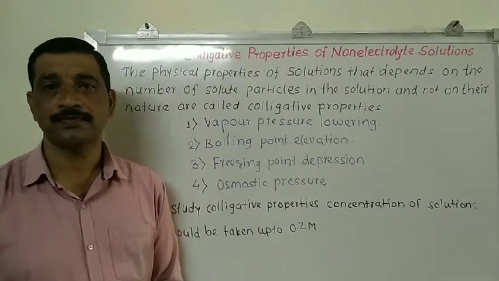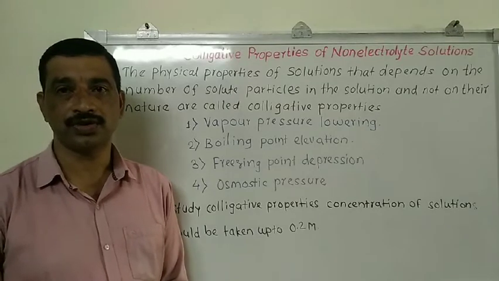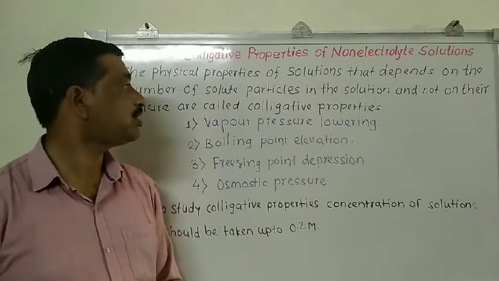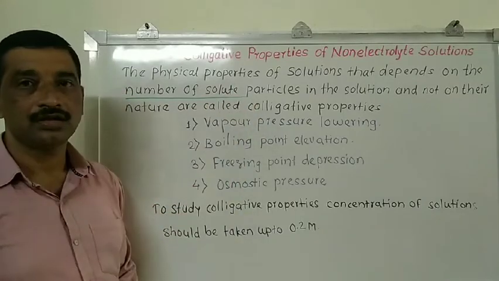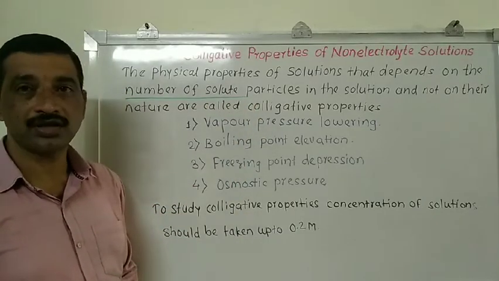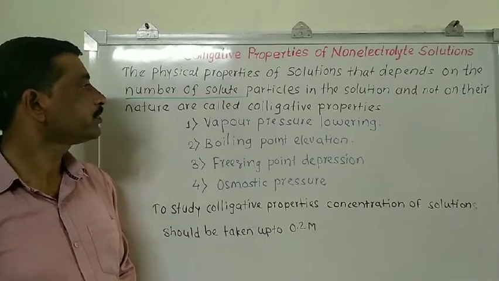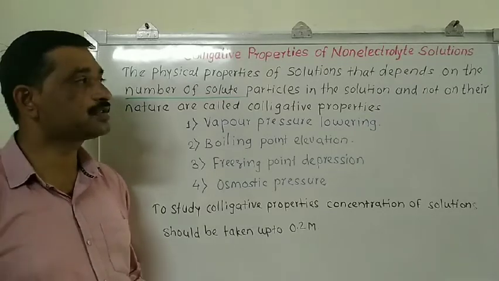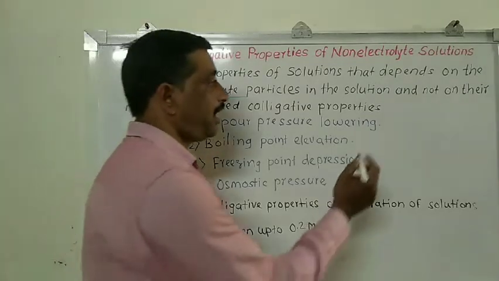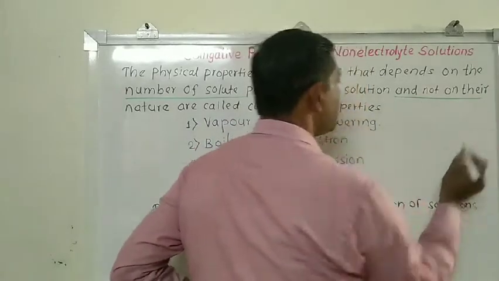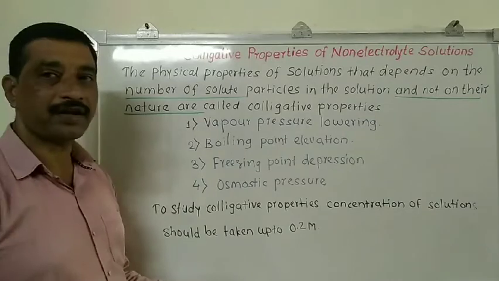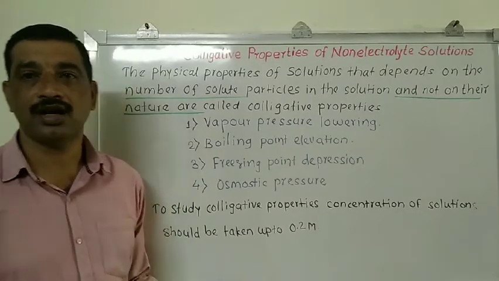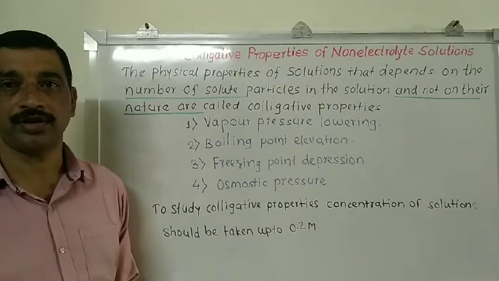Colligative properties are the properties of solution which depend on the number of solute particles. The properties of solutions which depend upon the number of solute particles in the solution, and do not depend on the nature of solute particles, are called colligative properties.